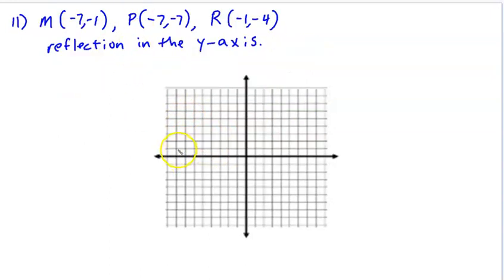All right, we've got another one of these here, just a different transformation. So let's go ahead and plot point M, which is -7, -1, -7, -7. And then -1, -4. Connect those.